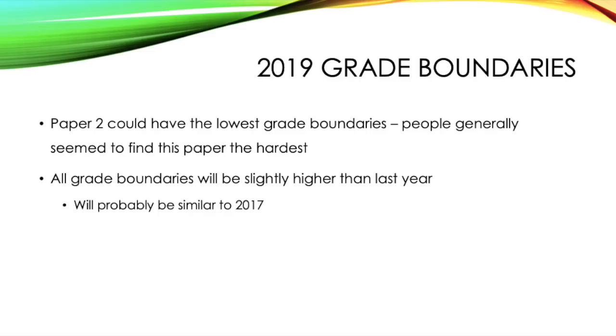I've also put here that I think all grade boundaries will be slightly higher than last year, and so I think these will probably be similar to 2017, and this is just because you've had a few more years' worth of past papers, and last year was the first year where we didn't have the AS and then A2 exams. So this year it's just not as new. So I do think that the grade boundaries will be slightly higher, but only by a few marks per paper.